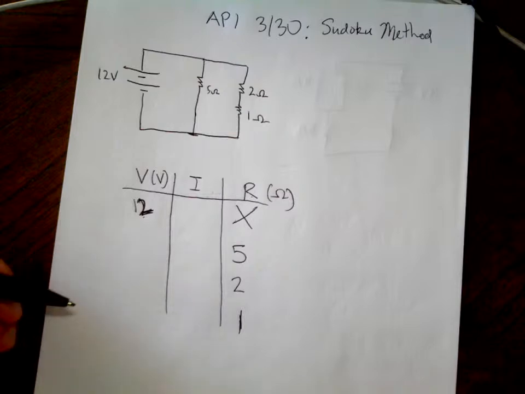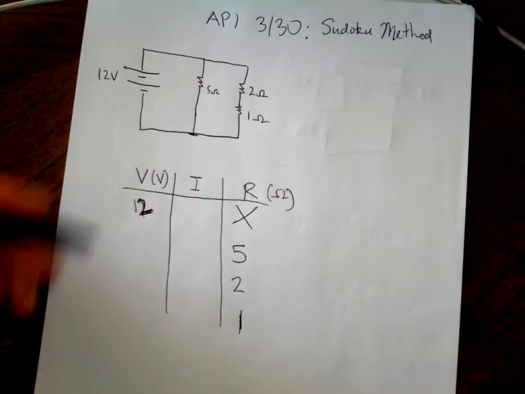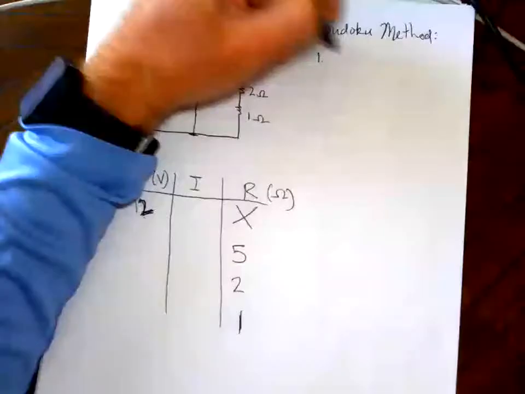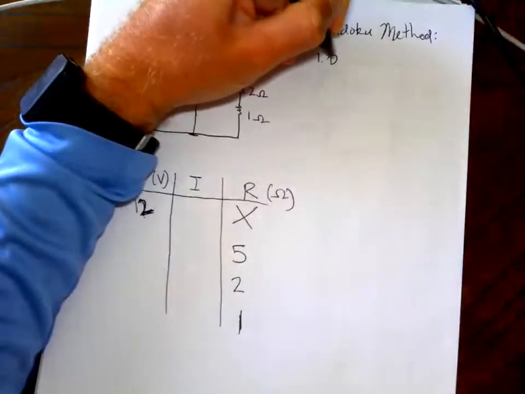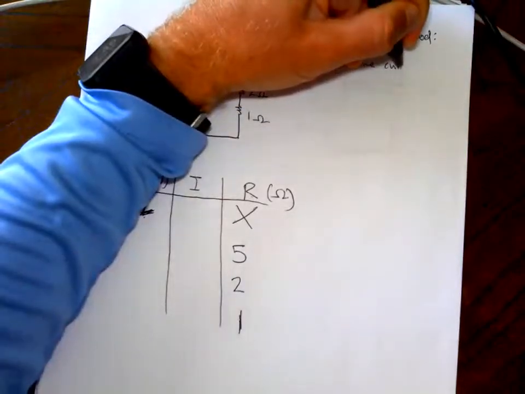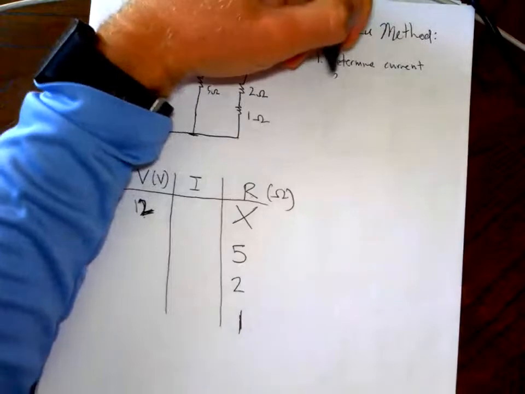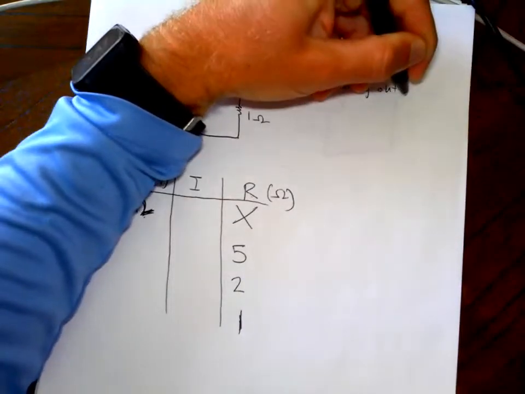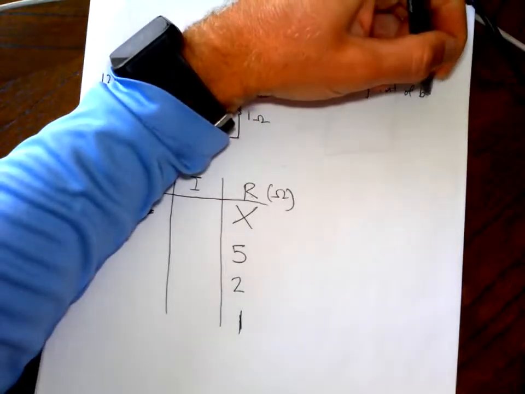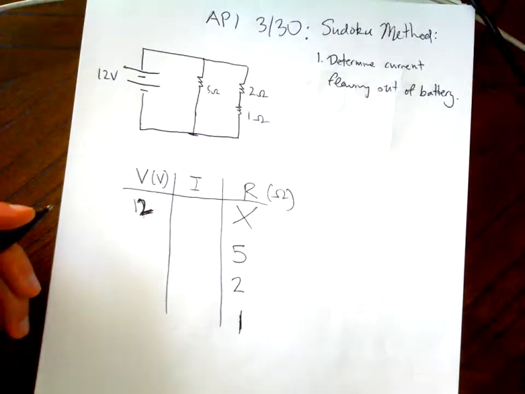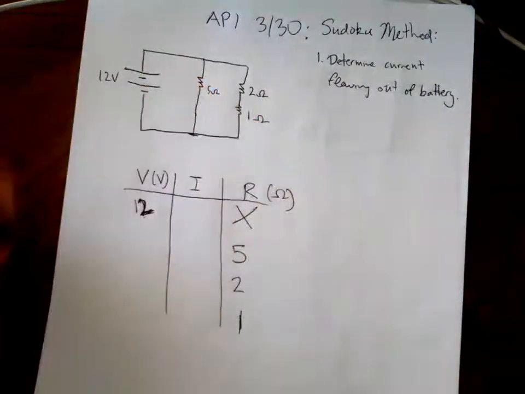Now, what do we do with this Sudoku method? Well, the first thing you want to do with this Sudoku method is determine the current flowing out of the battery. So how much current is flowing out of the battery?